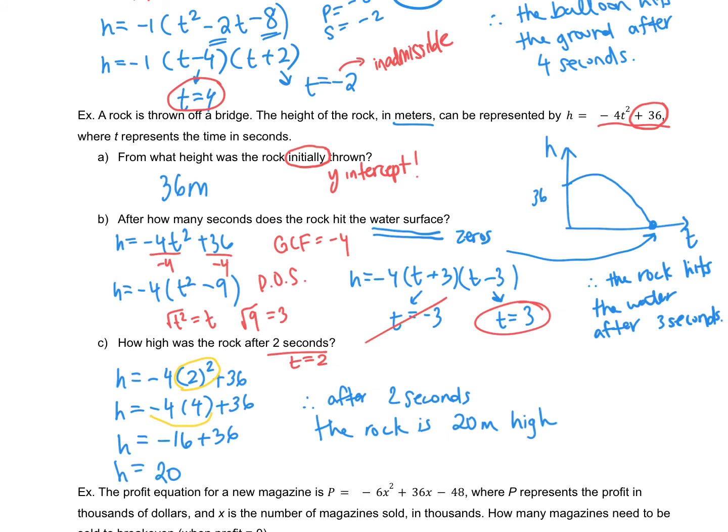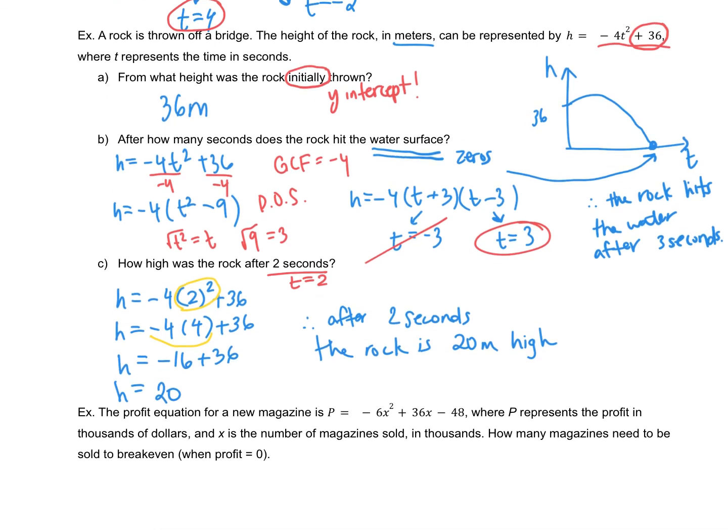So all of these examples that we've done, they've been related to height and time, and you'll notice that the types of questions are very similar. Find the starting height, what's the height at a certain time, when does the object hit the ground or the water, that kind of thing. But we can also relate this, of course, to other scenarios that are represented by parabolas. So let's take a look at our last example.